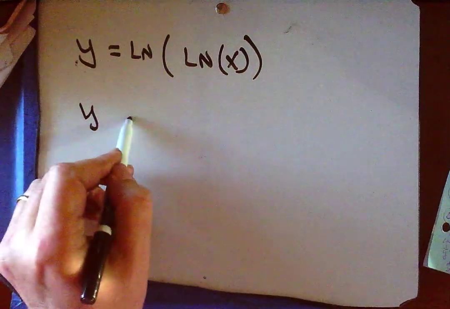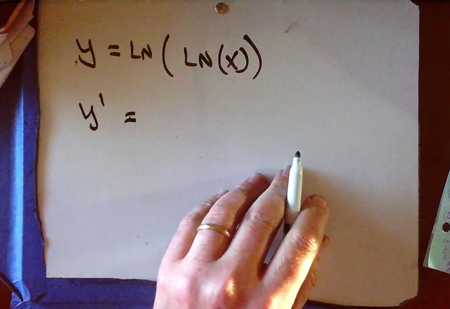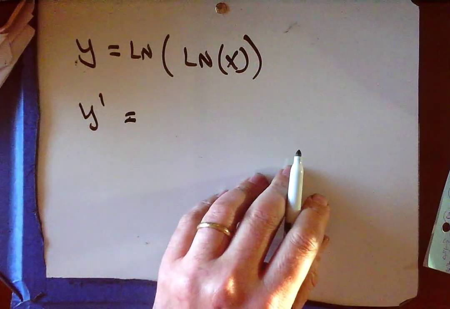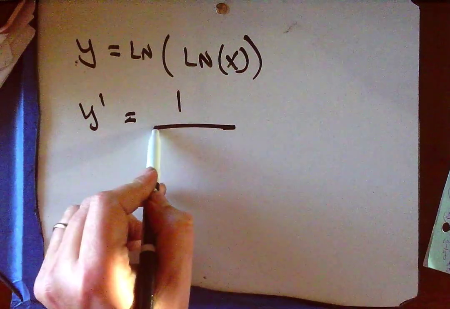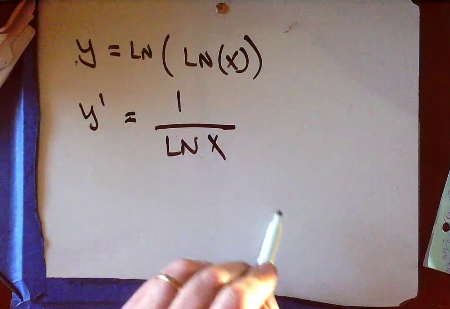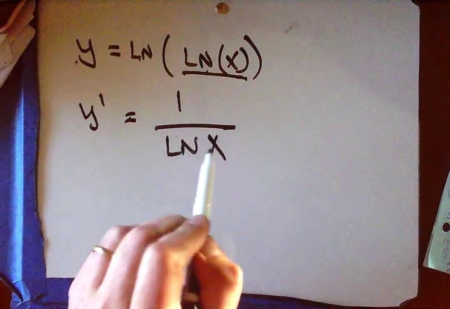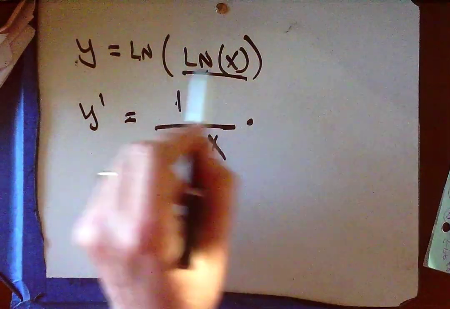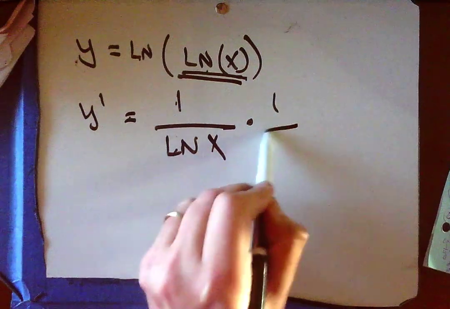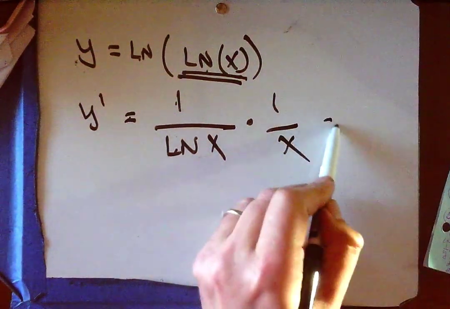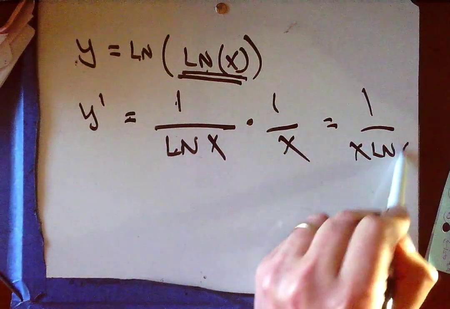Right. So, y prime. I didn't say it wouldn't be funny looking. The derivative of ln of stuff, here's my stuff, is 1 over stuff times the derivative of stuff. There we go. So we get 1 over x ln of x.